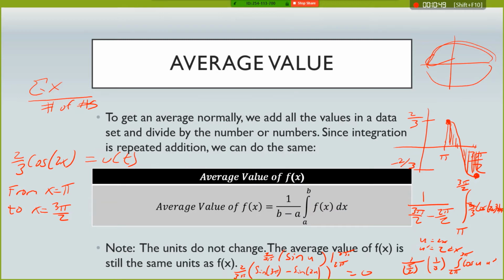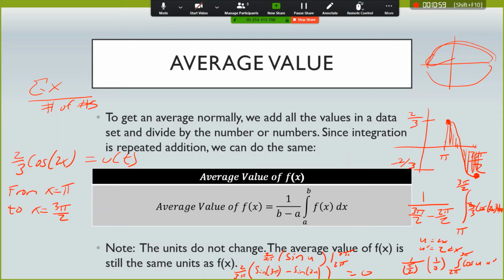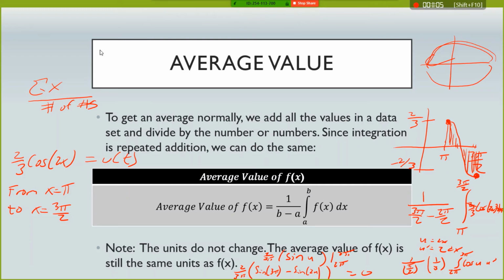Okay, I'm going to go back. Any questions on anything we did for average value or average slope? Okay, can you guys hear me?